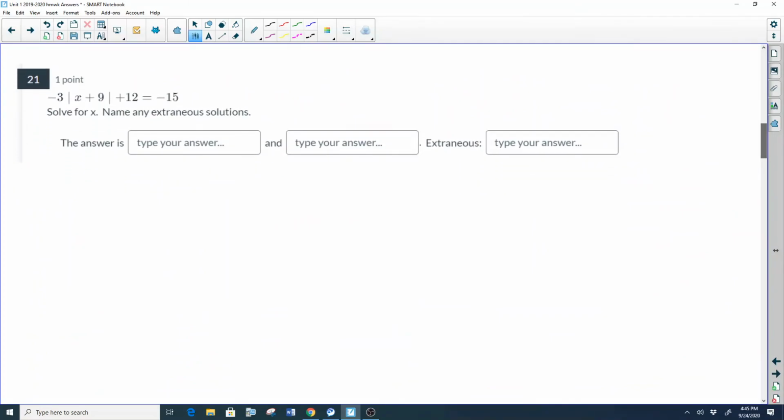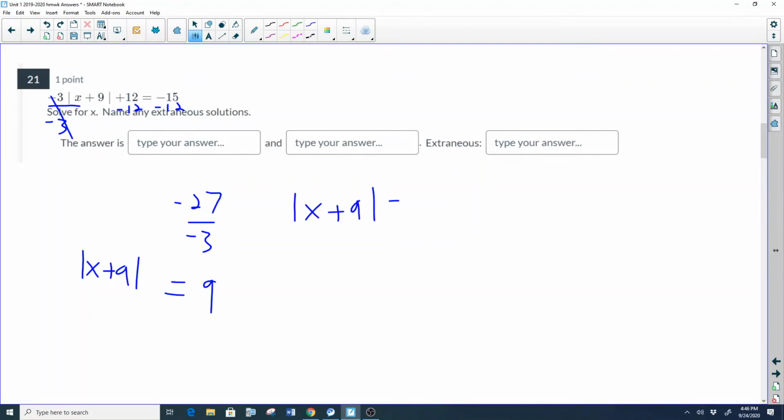Okay, number 21. So, very similar, but still, we've got to go ahead and minus the 12, do the other side first. So we get a negative 27. Then we have to divide by the negative 3, so we get a positive 9. So I just did a few steps really quick there because we're running out of time on this video. And so now we can go ahead and split that into two different absolute value equations.